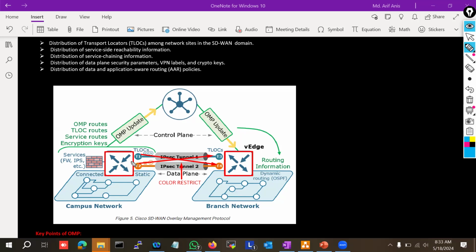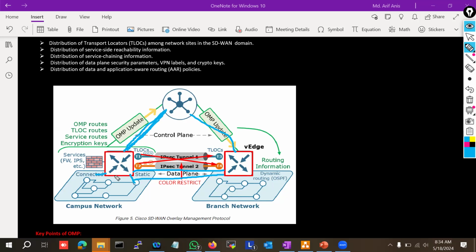This is the edge router, and this one is also an edge router. Here we have a campus network with connected routes and static routes. The control connections, OMP, are running on this controller and these edge routers, and OMP will not run between these edge routers, because this is the data plane and OMP is a control plane protocol. Between this data plane, the data plane protocol IPsec will run.